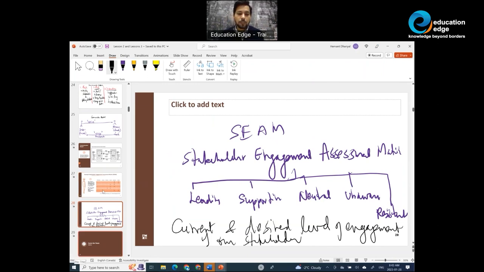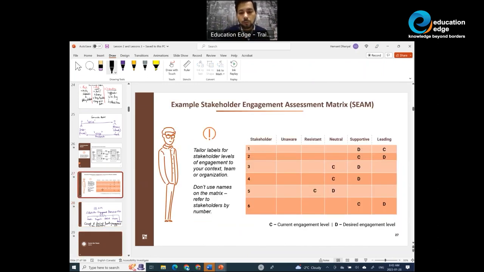So the stakeholder engagement matrix right here shows stakeholders 1, 2, 3, 4, 5, and 6. It shows that the current level of stakeholder number 3 is neutral, the desired level is supportive. For stakeholder 5, their current level is resistant, but their desired level is neutral. So anytime the current and the desired level are not where they need to be, as project managers, we must start working with those stakeholders and try to bring them on side. So this is all about topic A, extremely important from a PMP exam standpoint, folks.